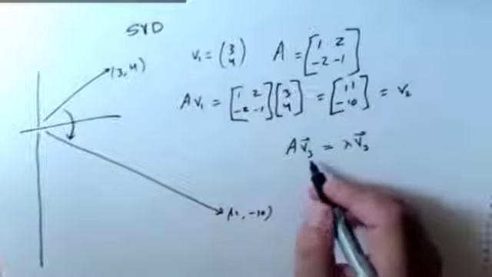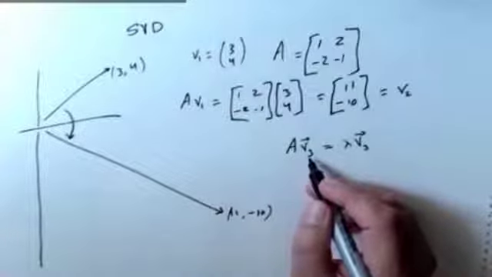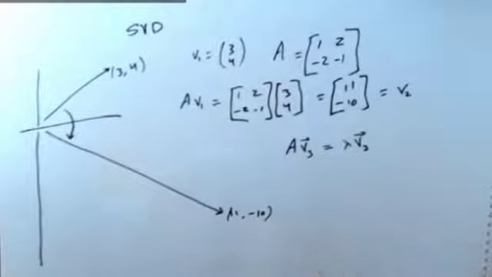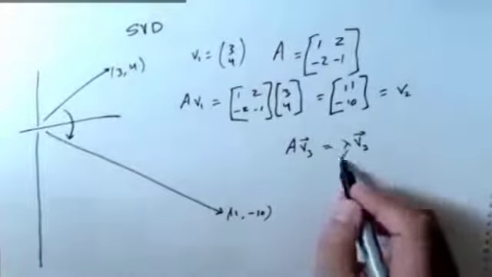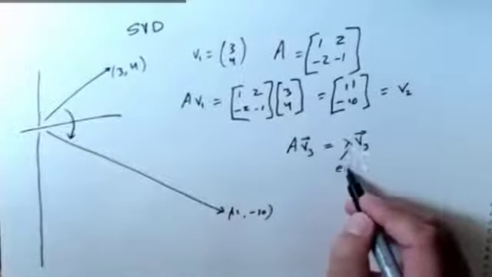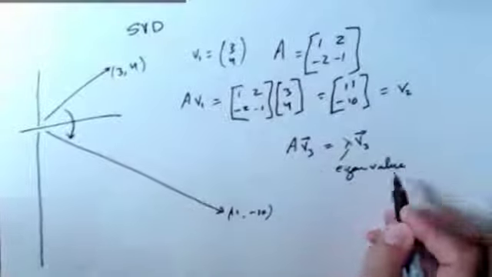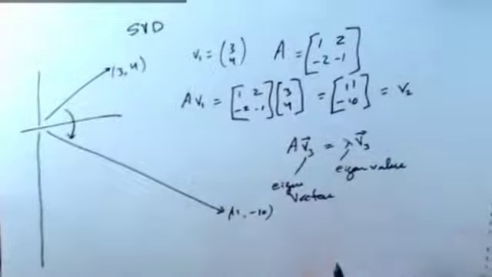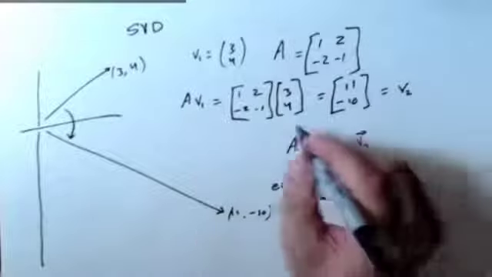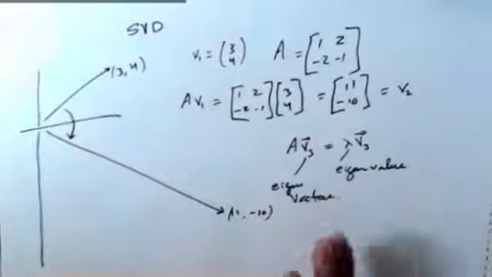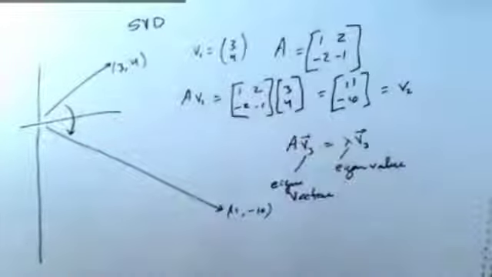If this is the situation, then we say that V3 is an eigenvector of this matrix A. This is the concept of eigenvectors, and this value is called the eigenvalue. The lambda over here is the eigenvalue, and this is the eigenvector. We have to understand this concept of eigenvectors and eigenvalues in order to understand how this works.